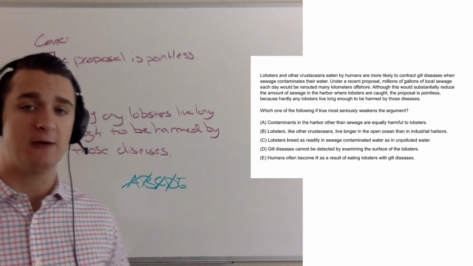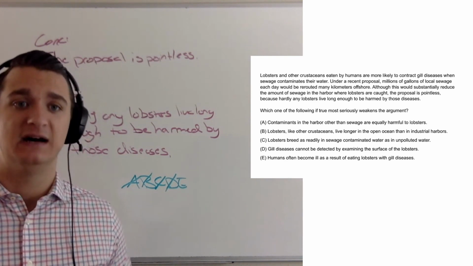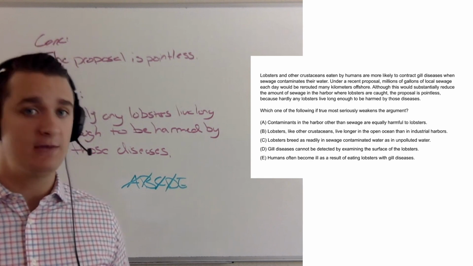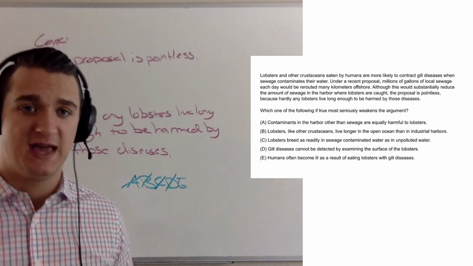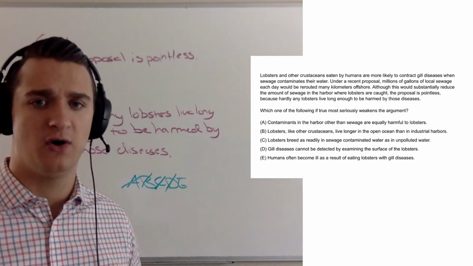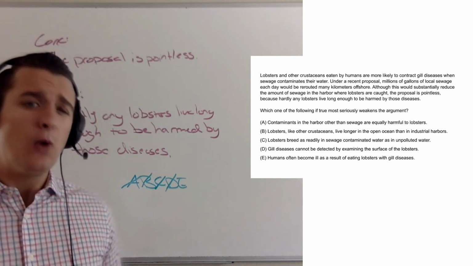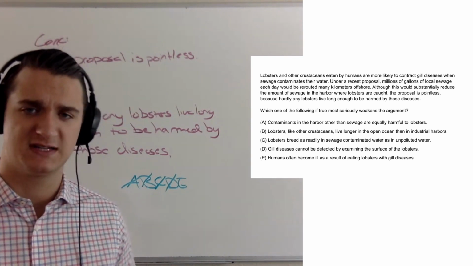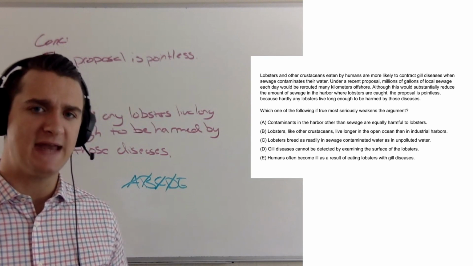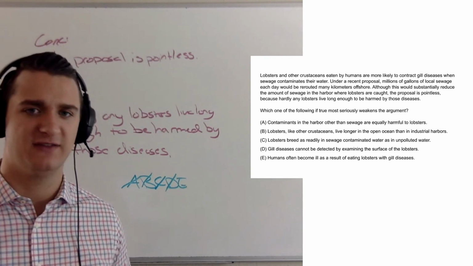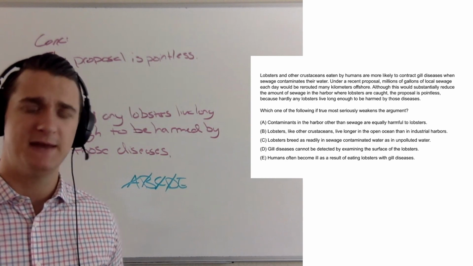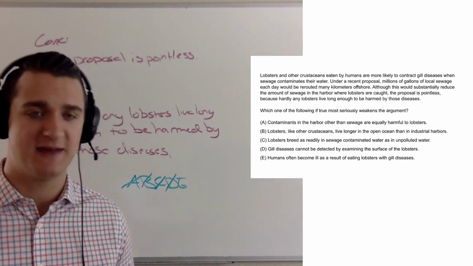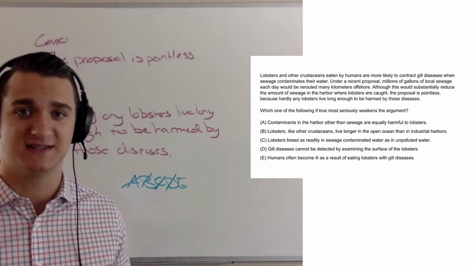If I think about the background information I'm given at the beginning of this passage, I'm told that lobsters and other crustaceans are eaten by humans. So humans do eat these lobsters and other crustaceans. And I'm told here that humans become ill as a result of eating lobsters with gill disease. Well, all of a sudden, this makes me think that maybe the proposal isn't pointless, because it may not help the lobsters, since they don't live long enough to be harmed by those diseases anyway, but it may help humans, because the lobsters weren't harmed by the disease, but the humans are getting ill because they're eating lobsters.